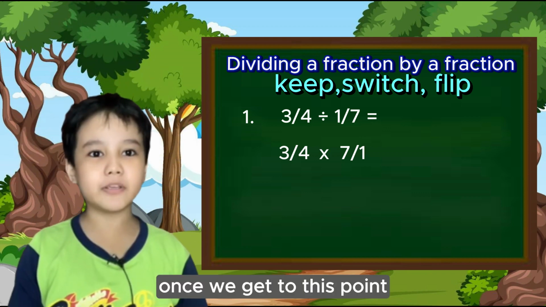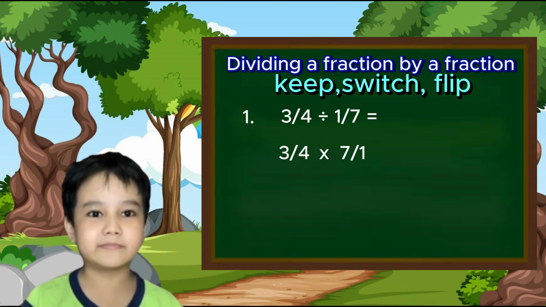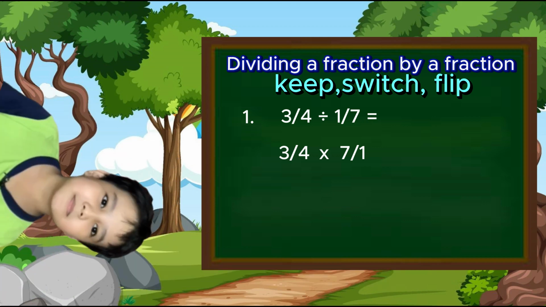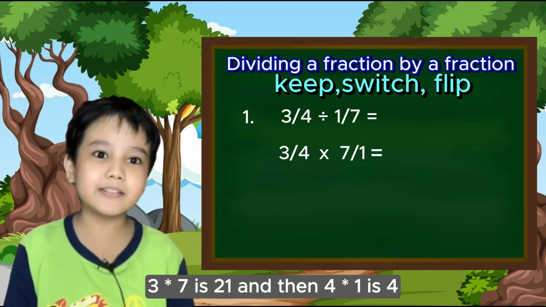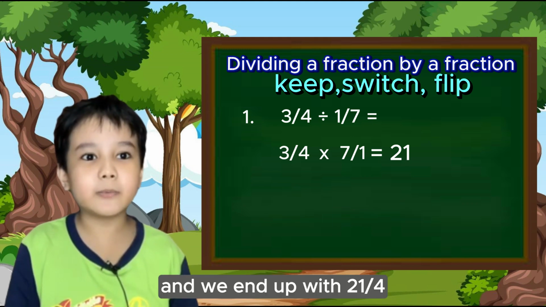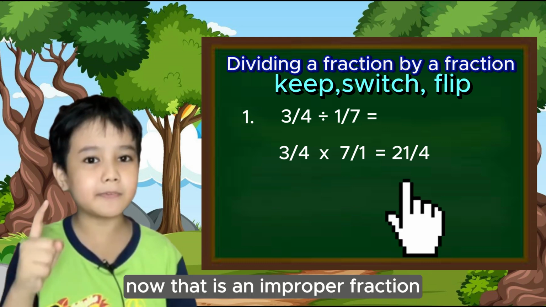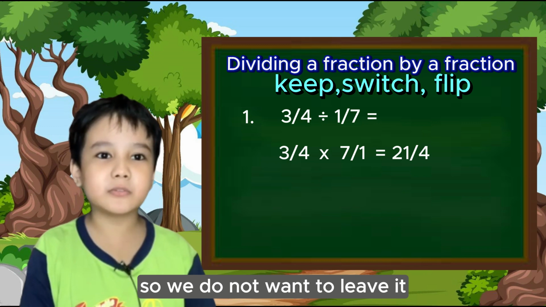Once we get to this point, it's a multiplying fractions problem. So we can multiply straight across. 3 times 7 is 21. And then 4 times 1 is 4. And we end up with 21/4. Now that is an improper fraction. So we do not want to leave it.